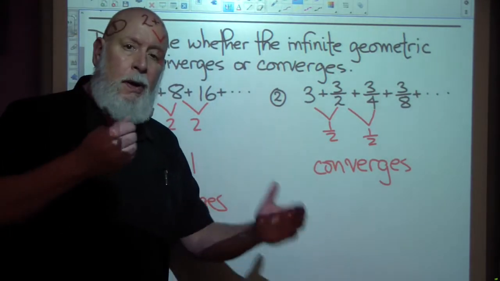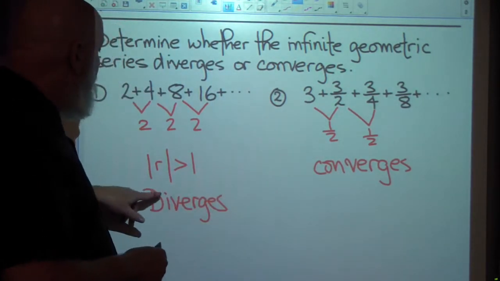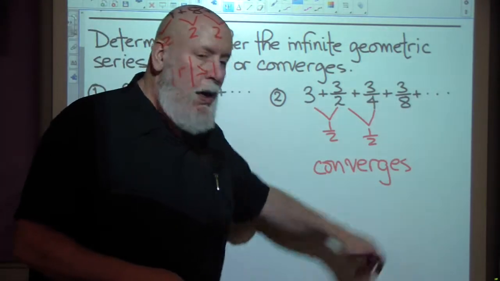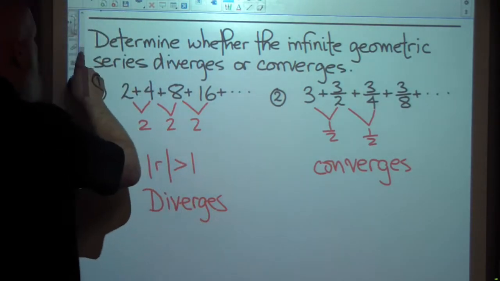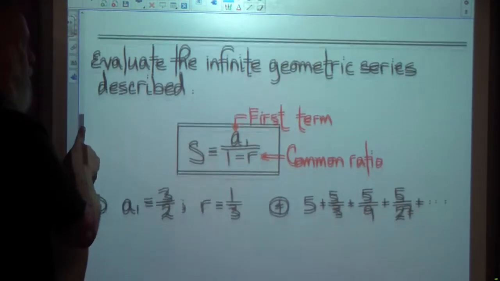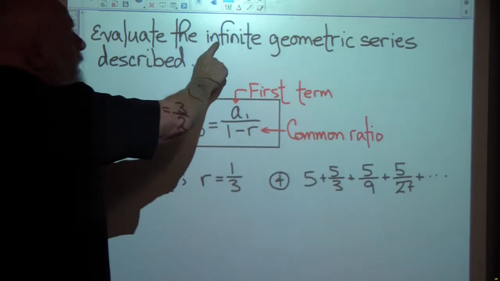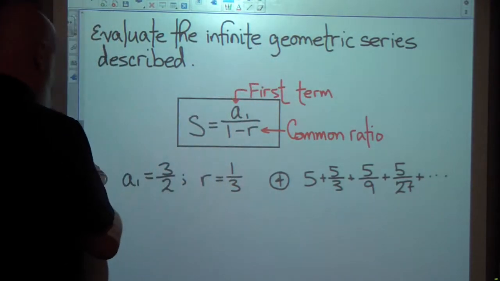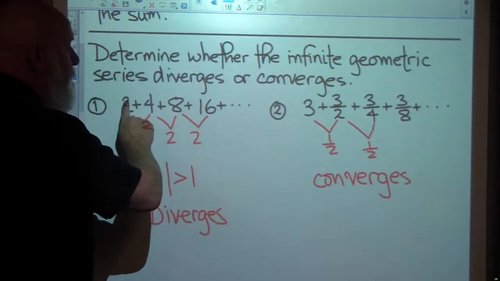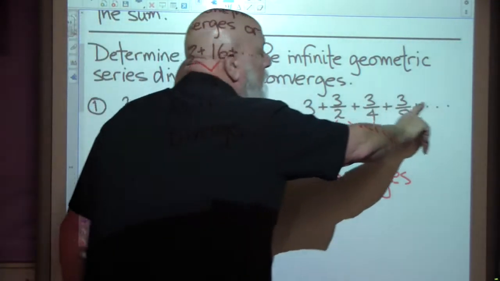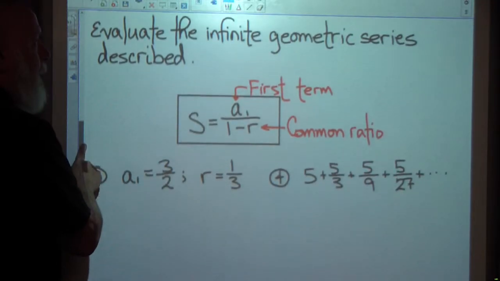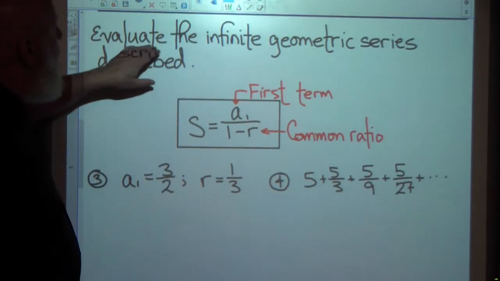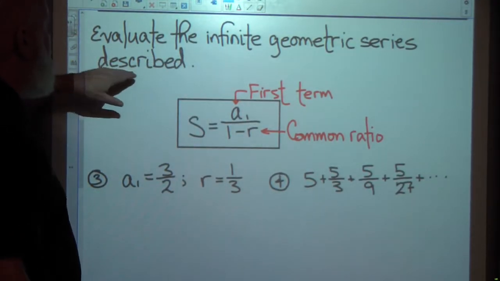And now that we found out how to determine whether it diverges or converges, I'm going to show you how to find the sum, hopefully. Here we go. Evaluate an infinite geometric series. Both of these go on to continue that pattern forever. Infinite series. There's no end. There's a beginning but no end. Evaluate the infinite geometric series described.